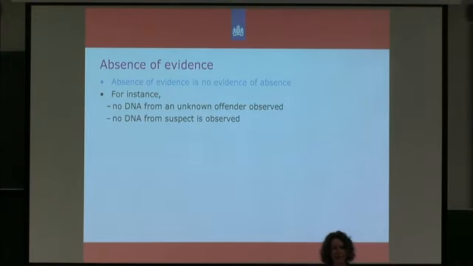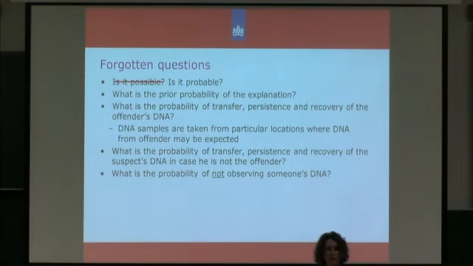There's also a myth of absence of evidence. Absence of evidence is no evidence of absence. It's a very well-known myth that this is not true. And people will use this in, for example, DNA from the unknown offender, if it's observed or not, or if there's no DNA from the suspect which is observed. So I think in all of these things that people forget about relevant questions. So the relevant question is not, is it possible to think of an alternative explanation, but how probable is that alternative explanation? What is the prior probability of this explanation?